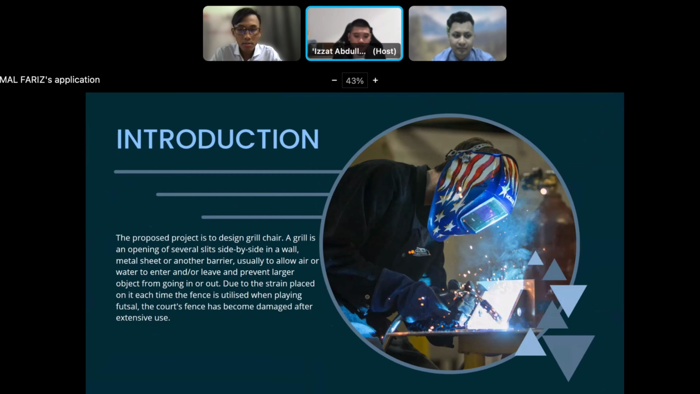Introduction. The proposed project is to design a grill chair. A grill is an opening of several slits side by side in a wall, metal sheet or another barrier, usually to allow air or water to enter and or leave and prevent larger objects from going in or out. Basically, we are making a fence in a futsal court area. Due to the strain placed on the fence each time it is utilized when playing futsal, the court fence has become damaged after extensive use.